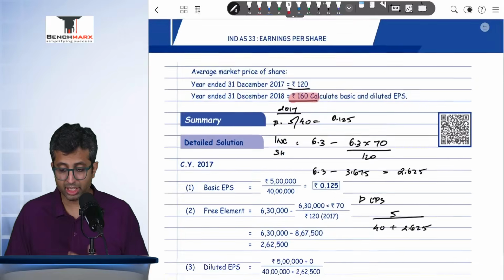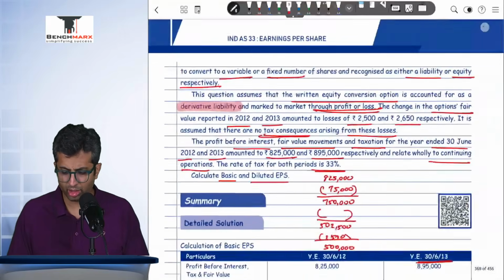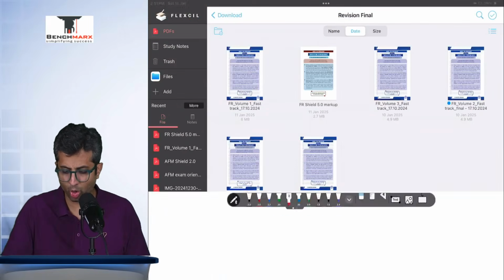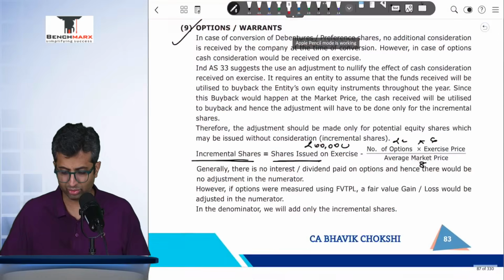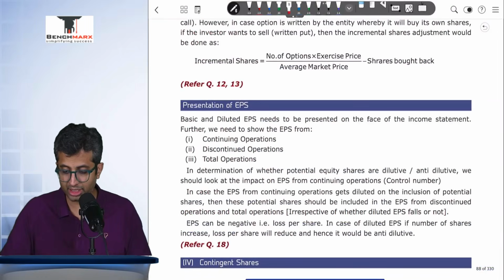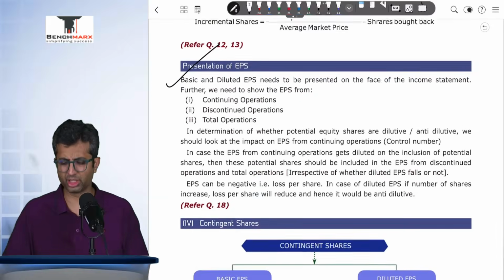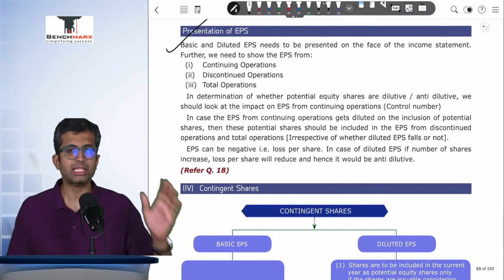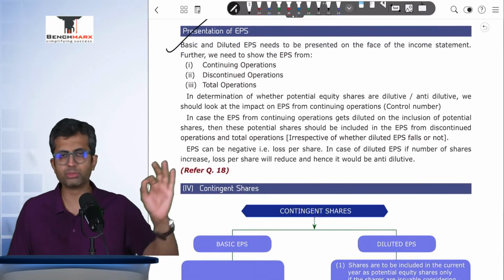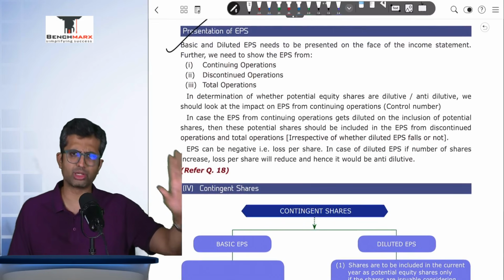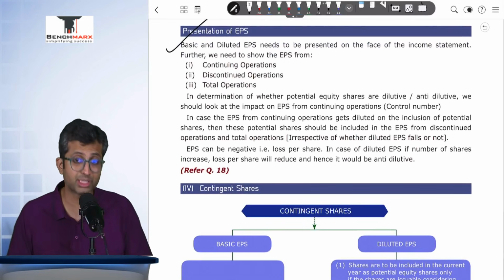So this is regarding options. Now, we can go on to the next section, which is presentation of EPS. Now, nothing much over here. When you look at the presentation of EPS, EPS needs to be presented on the face. Both basic and diluted need to be presented for separate as well as consolidated financial statements separately.